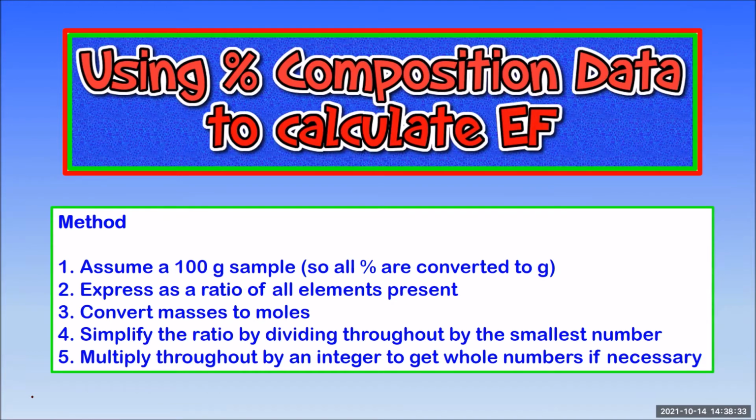We're going to express this as a ratio of all the elements present, because that's really what a chemical formula is. Then we're going to convert all of those masses to moles, and then we're going to simplify the ratio of the moles by dividing throughout by the smallest number. Sometimes we get halves and we'll need to multiply through to get whole numbers. Usually we just need the first 4 steps.